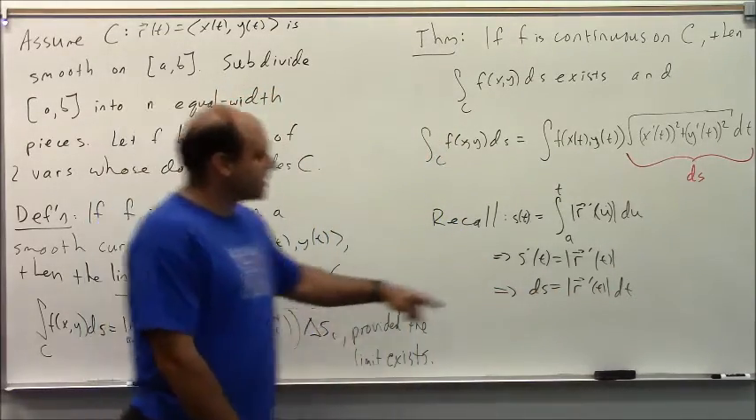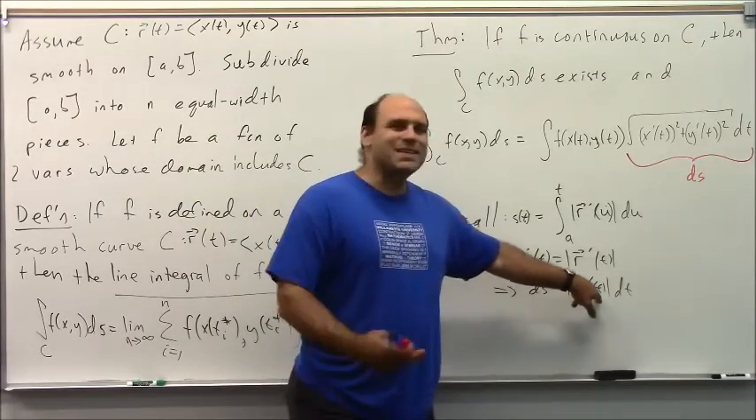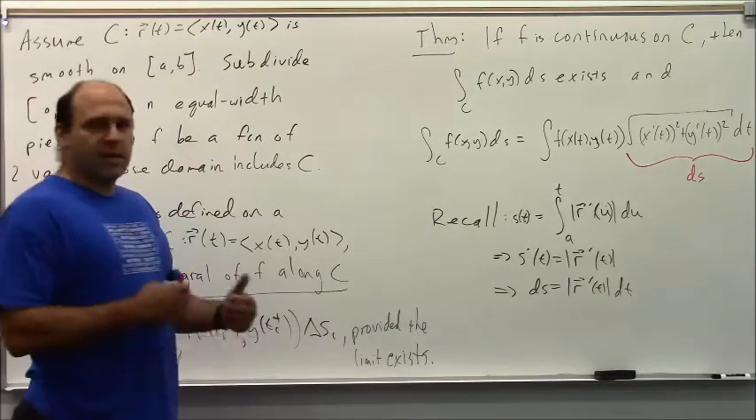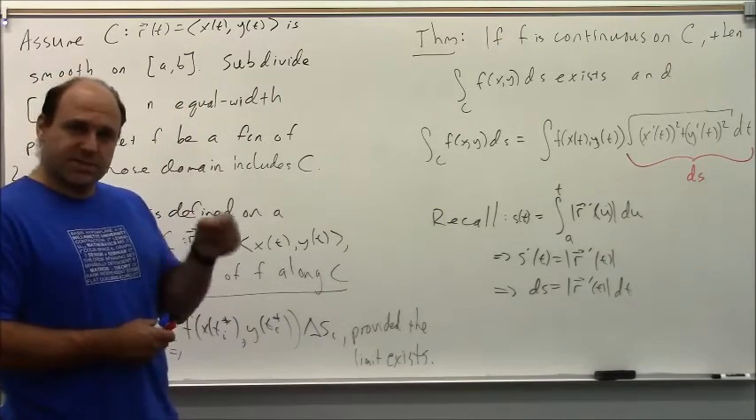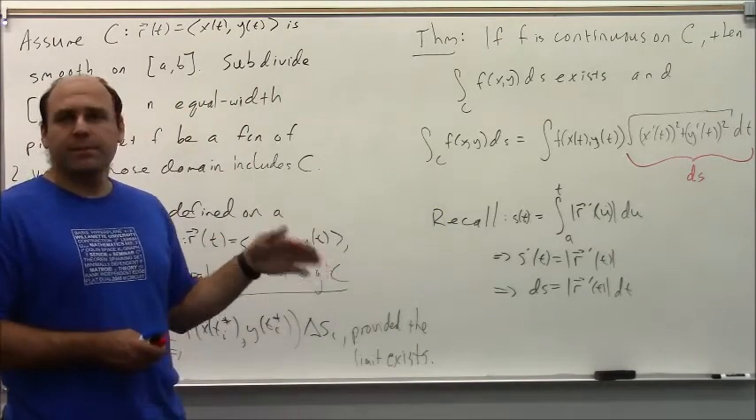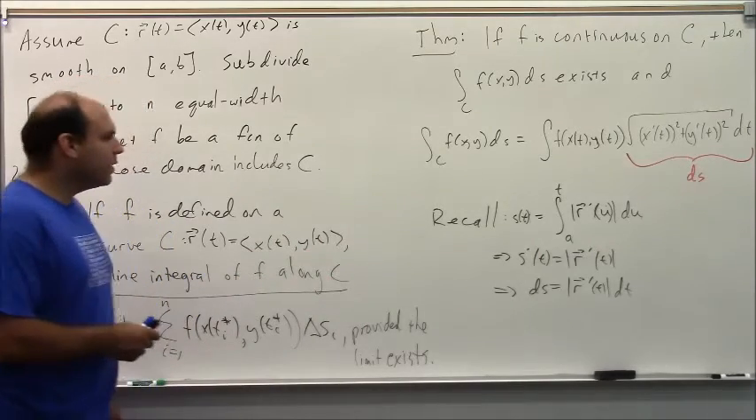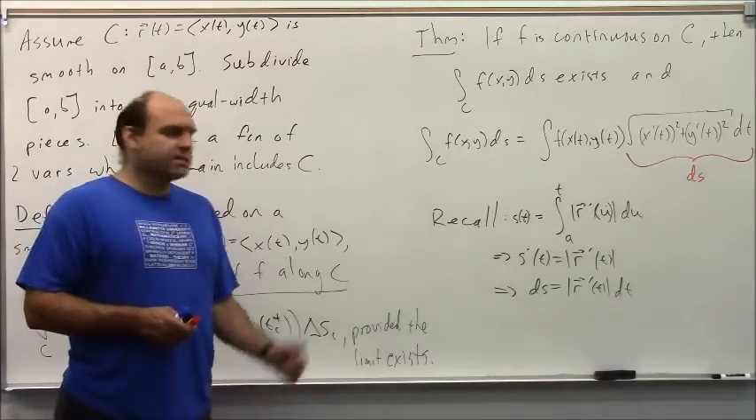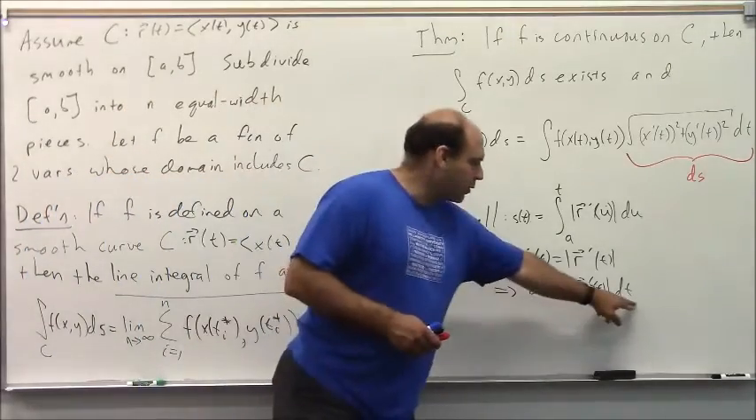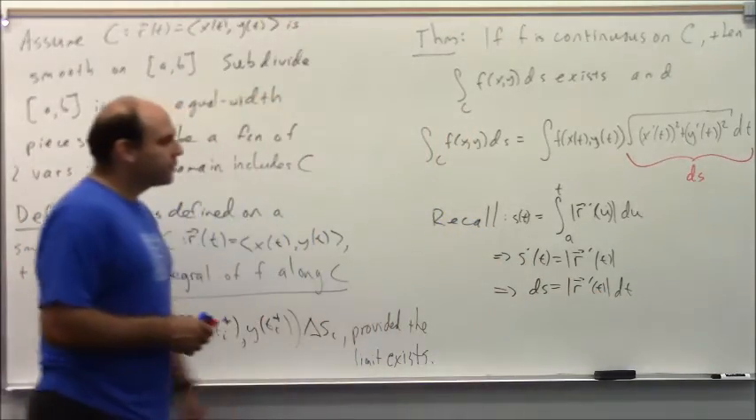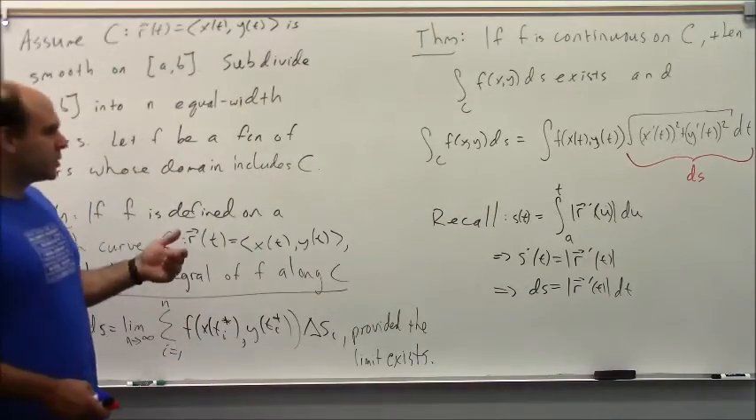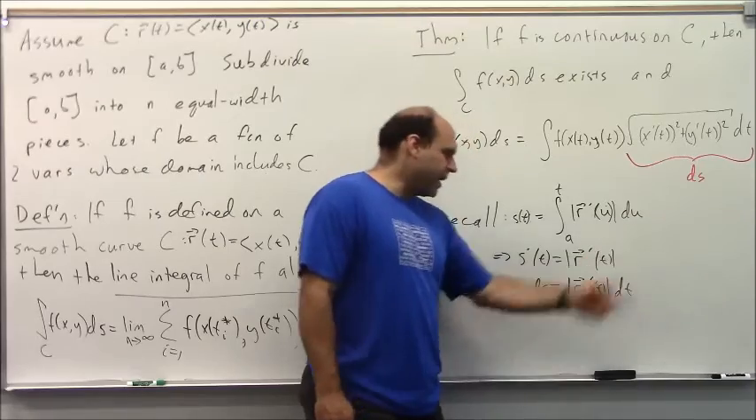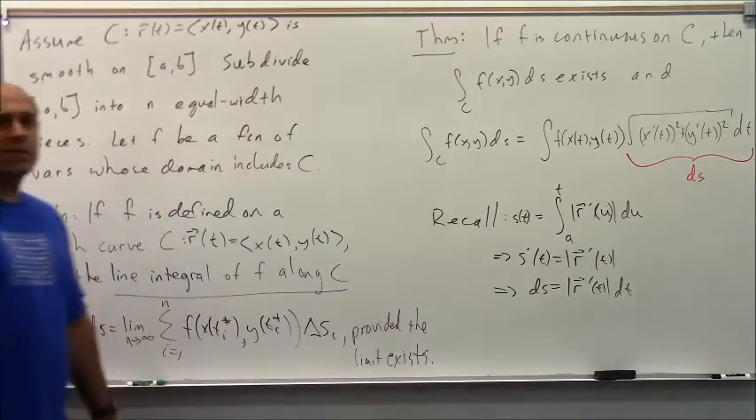For some t sub i star in the ith subinterval, there's a specific point where it comes out exactly right by the mean value theorem. So if we choose that to be our t sub i star, then we can replace the delta s sub i with an expression of that form, magnitude r prime of t sub i star times delta t. And then when we take a limit, it's just going to turn into exactly ds equals that. So it's the same process that we've done a bunch of times now.